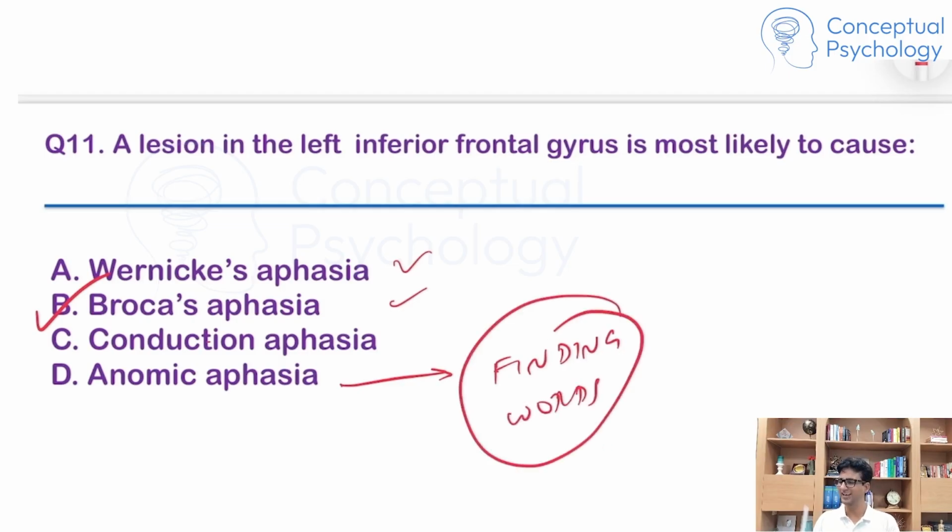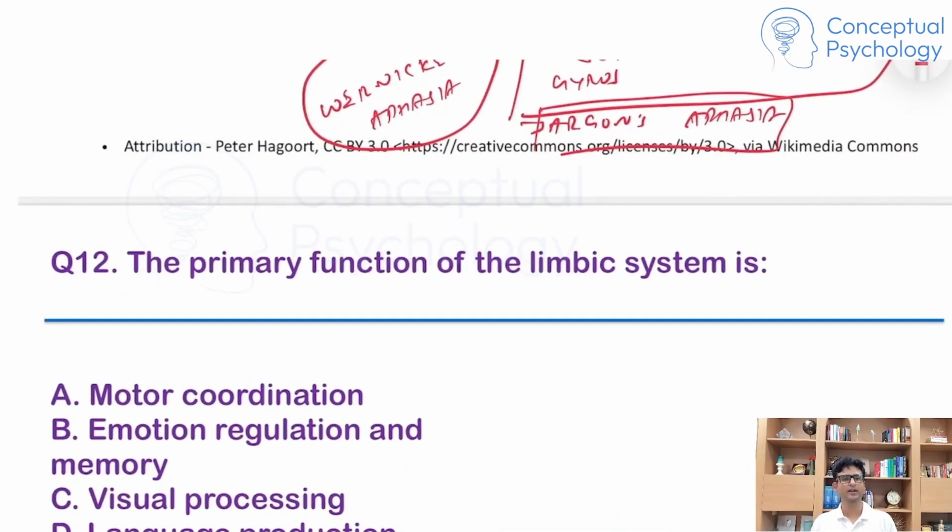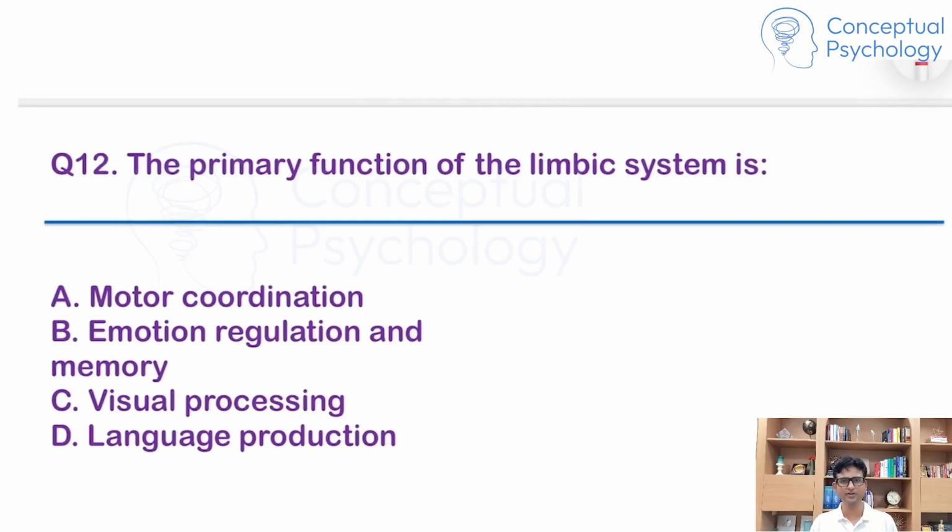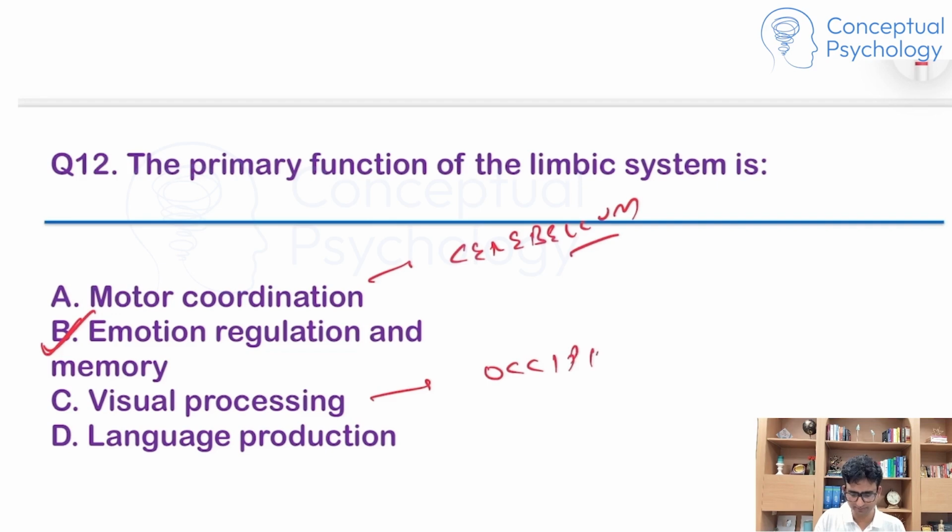For example, a patient would say, I have this thing in my hand. It is white in color. It is cylindrical, but he would not be able to say penicillin. So word finding difficulty is seen in anomic aphasia. Alright, guys. Next one is a simple question. The primary function of the limbic system, all of you know, is emotional regulation. Motor coordination is primarily done by your cerebellum, even motor cortex. Visual processing usually happens in the occipital lobe. And language production we just read about.